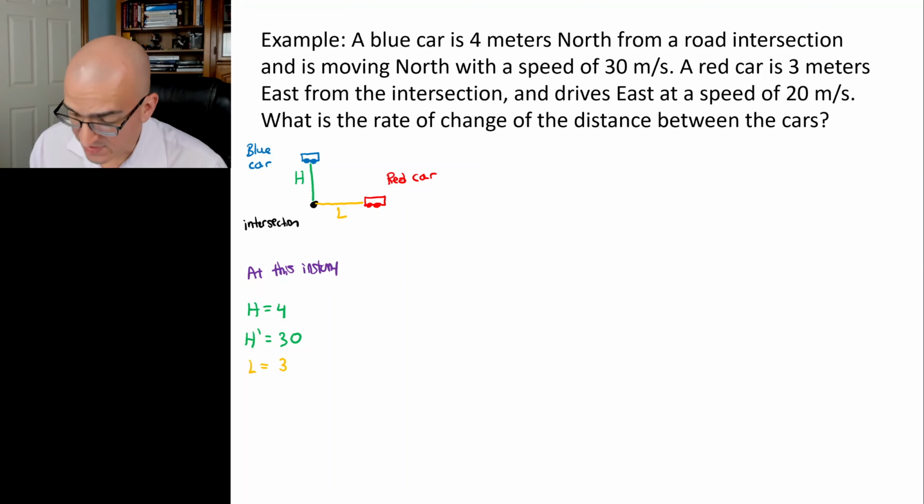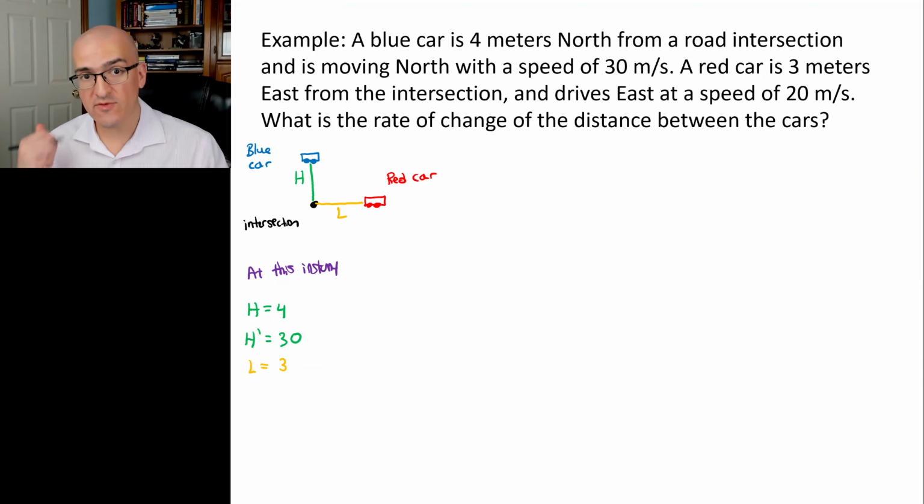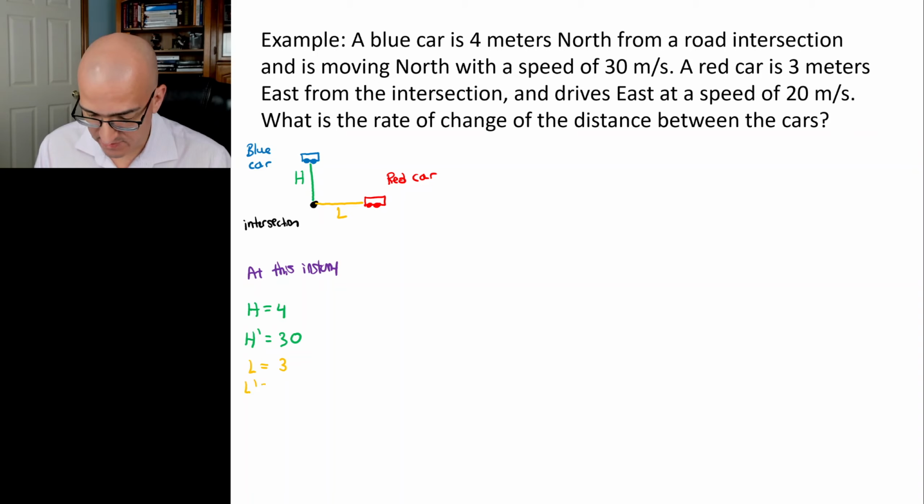And it's driving east, so it's driving away from the intersection. That means the distance between the car and the intersection is increasing. So L prime is going to be positive at a speed of 20. So L prime is 20. What is the rate of change of the distance between the cars?